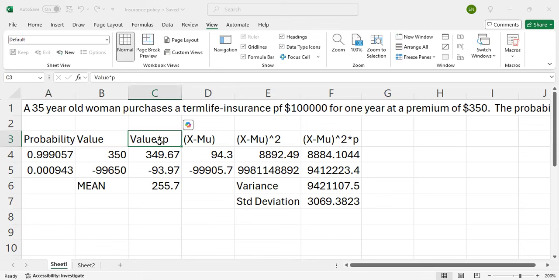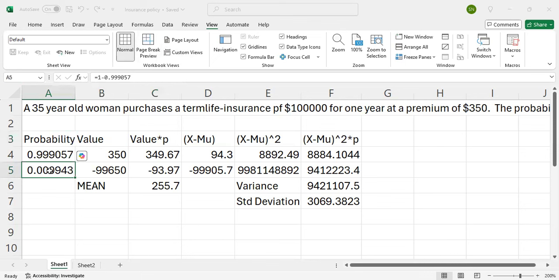Its value can be called X. Okay, so this value can be called X. So you can write value or X. Okay, this is X. And this third column is value times the corresponding probability.